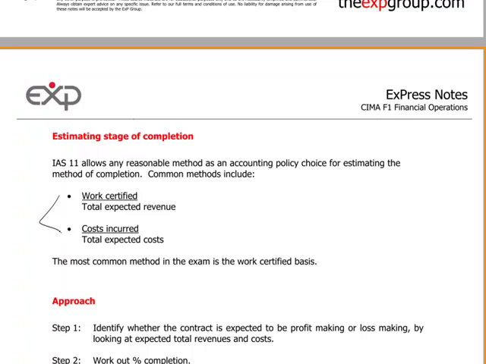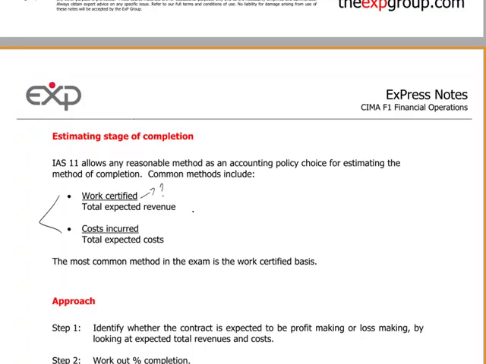So according to IAS 11, you can calculate that degree of completion that will help you to determine how much profit to recognize. You will recognize it in relation to the degree of completion of the project in two ways. The first way is to say, okay, I'm going to take the work certified. So how much have we completed based on work certified? And who's going to tell us the work certified? Well, you basically need to hire an independent expert. That would be very, very common. And in the exam, you will be provided that information. How much work is certified to date? And the total expected revenue you would have to calculate based on the information provided.